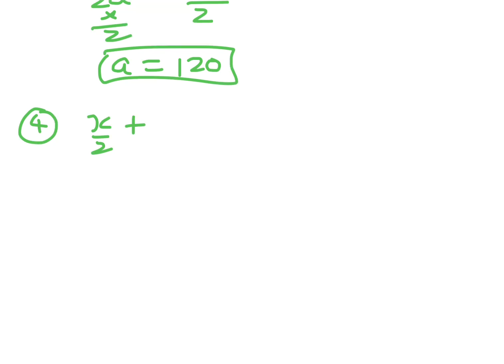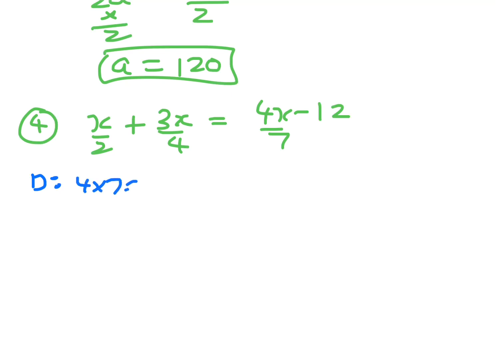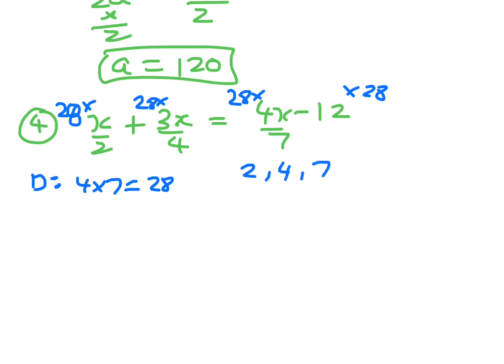Okay, and finally we'll just look at number 4. x on 2 plus 3x on 4 equals 4x on 7 minus 12. So what is the common denominator here? So 2 4s are 8, 7 doesn't go into 8. But what if I go 4 times 7 is 28, and 2 goes into 28. So I could do that. So if I multiply everything by 28, all of those numbers will go into 28. 2, 4, and 7.